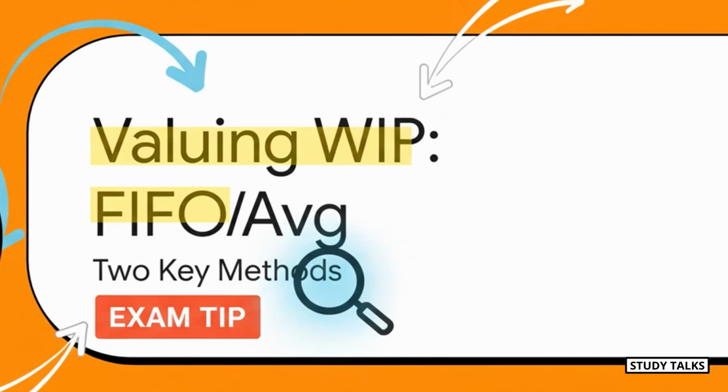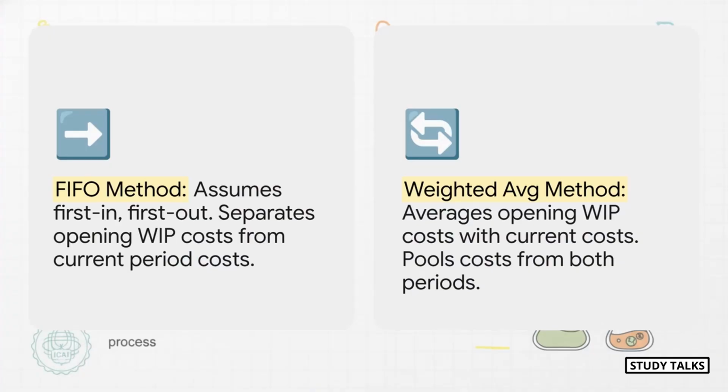All right, we're at the final boss level of this chapter, valuing that work in process. Now, ICA will ask you to use one of two methods, FIFO or weighted average. You don't get to choose which one you like better. You have to know both of them inside and out. And the difference between them is all about the underlying assumption.